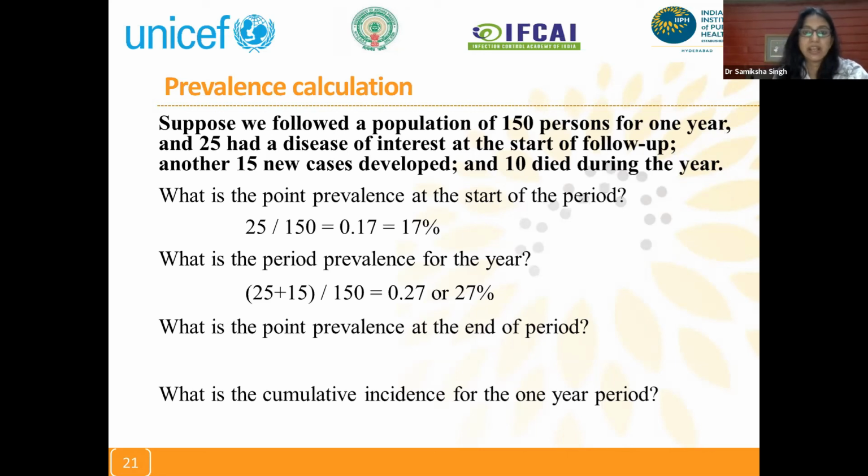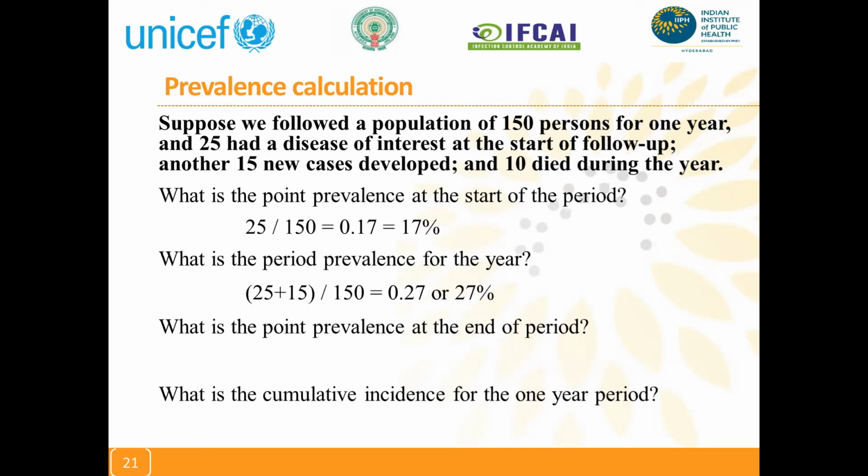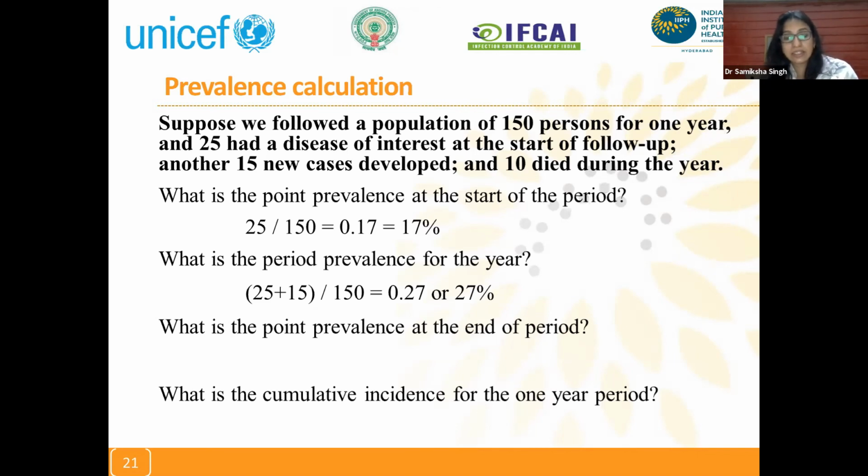Very good. Now, can anybody else, not Lakshmi, someone else, tell what is the point prevalence at the end of the period? Now, at the end of 1 year, on let's say 31st December, how many cases do we have? How many should we count on that day, 31st December of that year? Anybody wants to answer? Anybody? You can unmute yourself and talk.